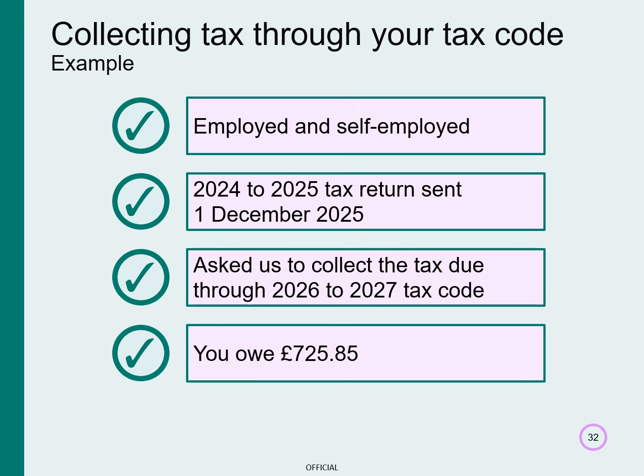You're employed and also self-employed. You submit your 2024 to 2025 tax return on the 1st of December 2025. You've ticked the box to say you want us to try to collect the tax due through your PAYE tax code in 2026 to 2027. Your total tax bill is £725.85. So, do you meet the criteria for the underpayment to be collected through your tax code?